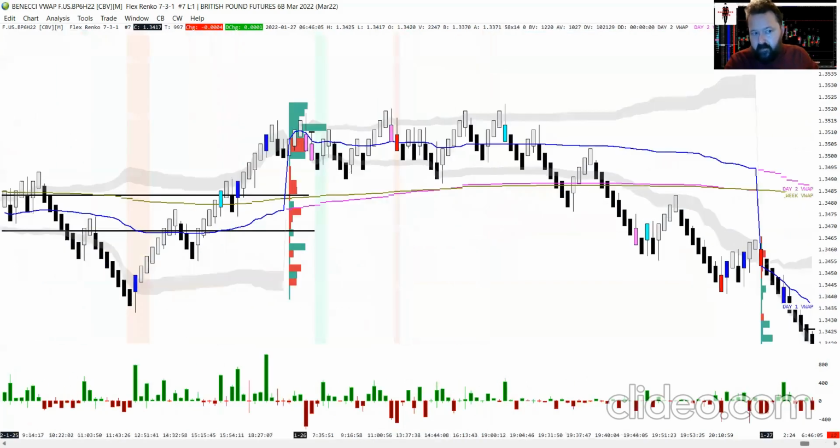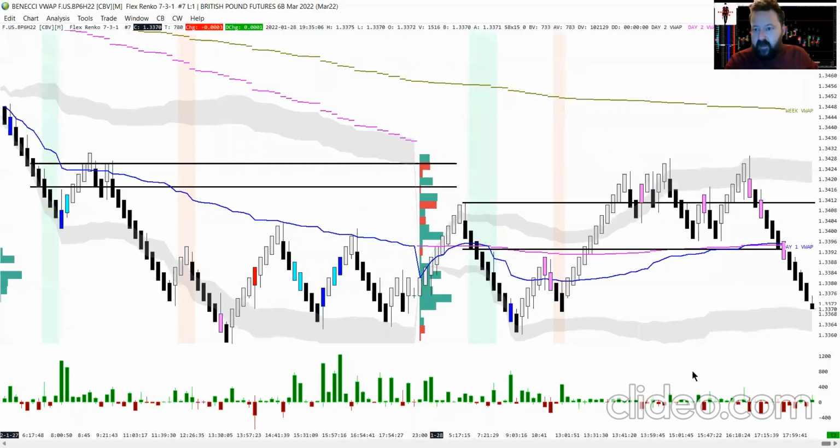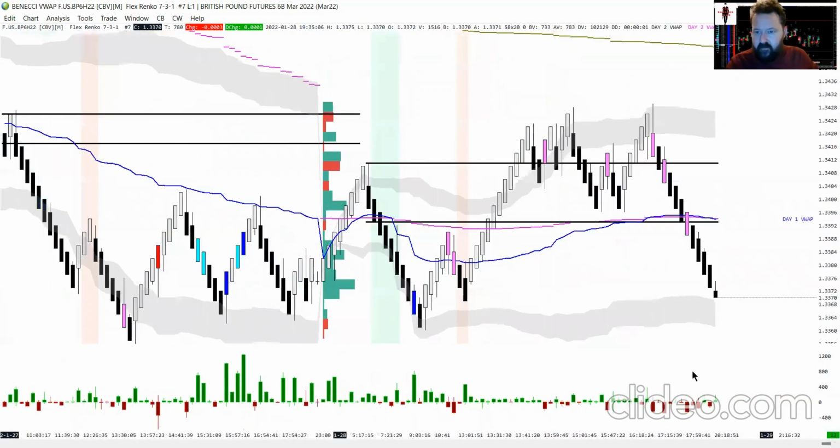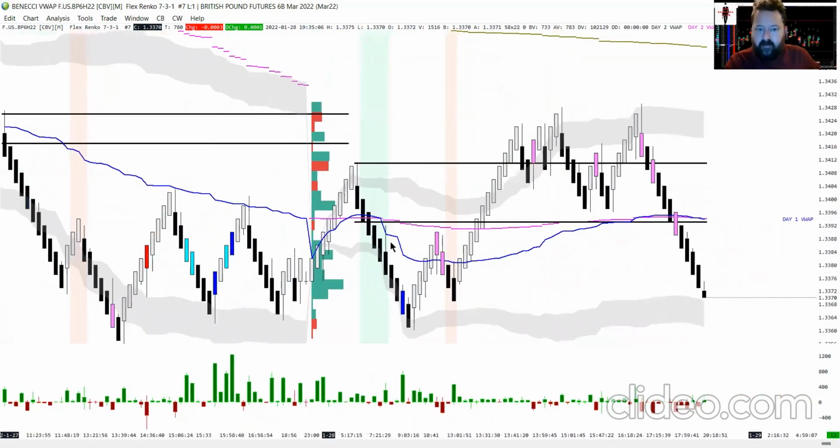We'll now go on to the VWAPs themselves. So just zoom out. This blue line is the current day, the day one VWAP. So that's today's VWAP.